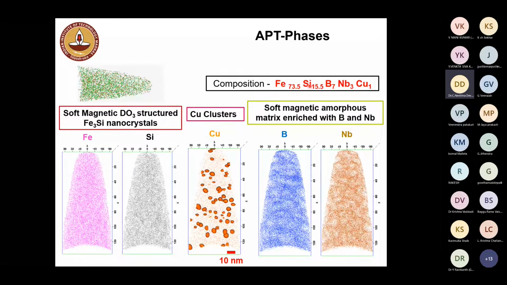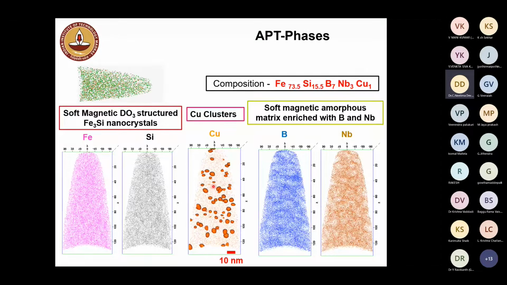And that fraction of crystals determines the soft magnetic property that we get. And it all depends on how this copper cluster of 1 atomic % forms clusters and how they enable nucleation of these iron and silicon soft magnetic nanocrystals.